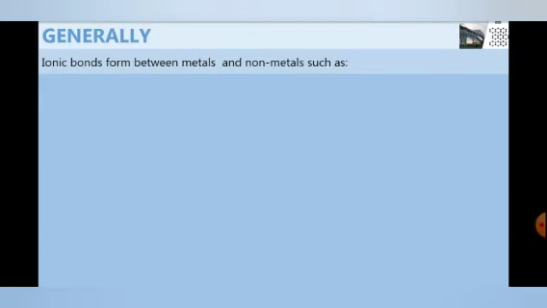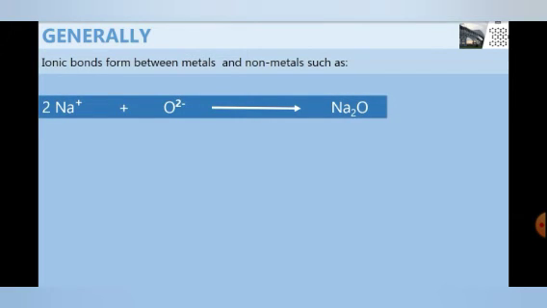Generally, ionic bonds form between metals and nonmetals. Here are some examples. Sodium is a metal. Oxygen is a nonmetal. So sodium ion, oxide ion. They form an ionic compound known as sodium oxide.